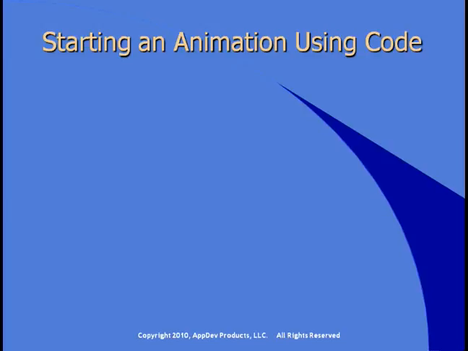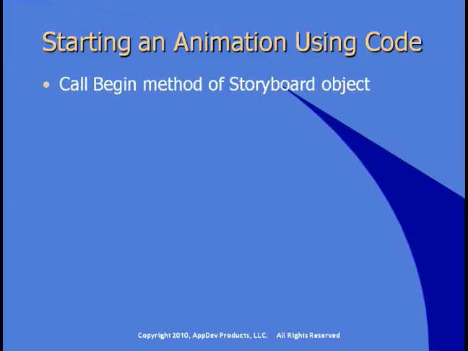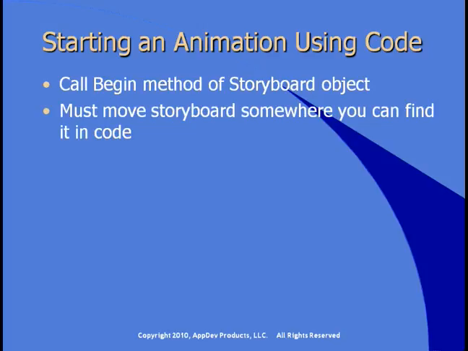In order to start an animation using code, you can just call the begin method of the storyboard object that you define in your markup. On the other hand, you have to move the storyboard somewhere where you can find it in code. We had it buried inside a trigger before, but that isn't going to work. Generally, you store it as a resource in the host container that contains whatever markup you're using.